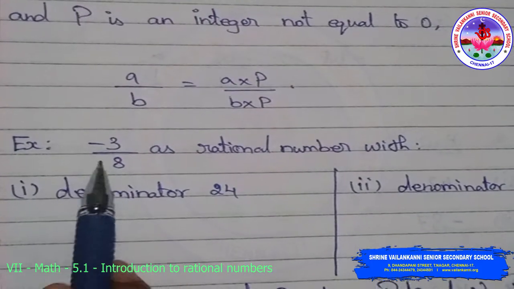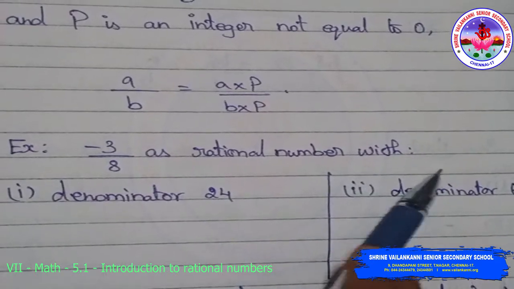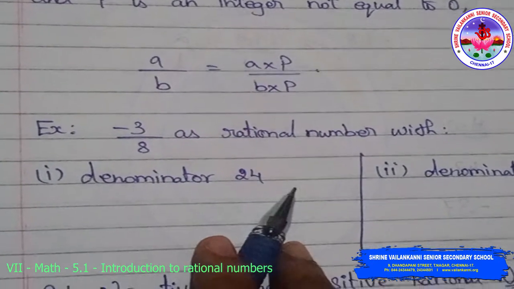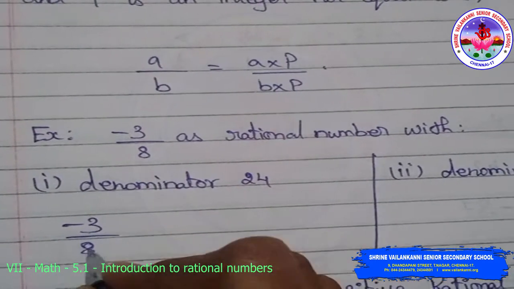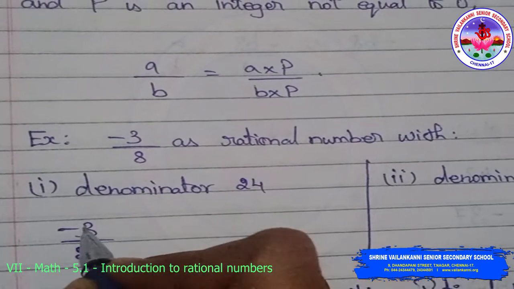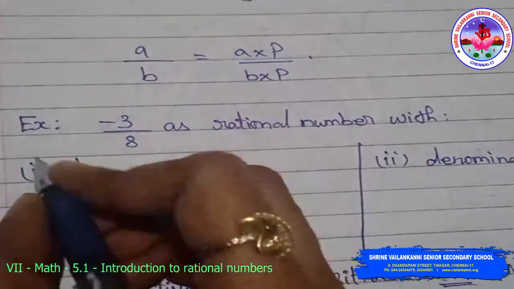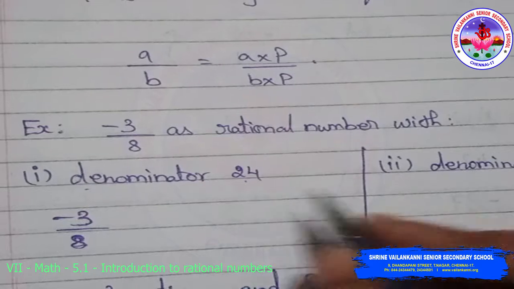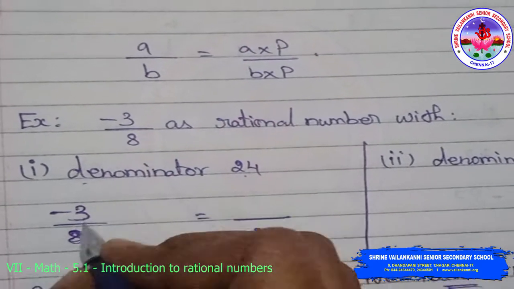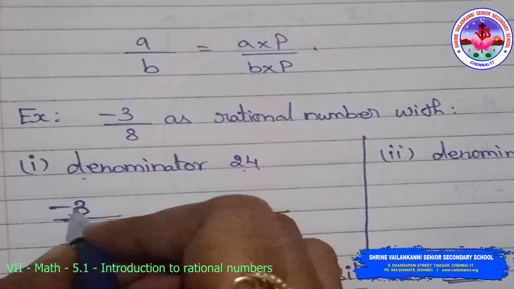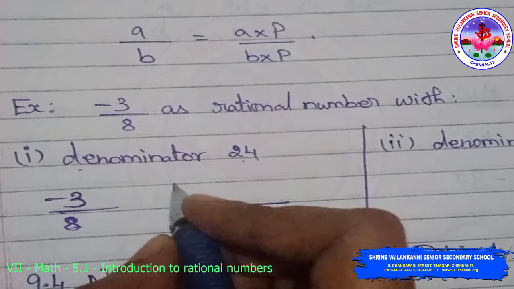For example, write negative 3 by 8 as a rational number with the denominator 24. In negative 3 by 8, negative 3 is the numerator and 8 is the denominator. We need the denominator to be 24. In the 8 table, how many times do we get 24? 3 times.